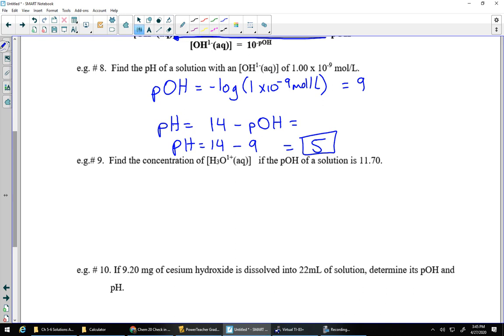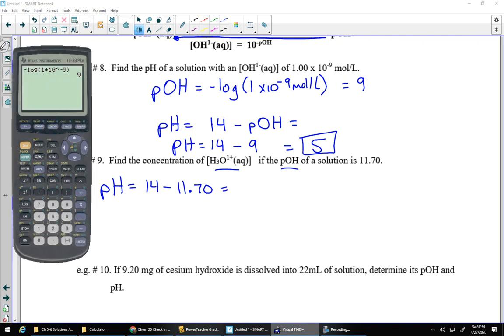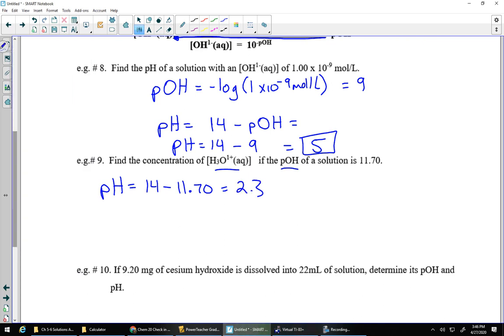Find the concentration of hydronium ion if the pOH is 11.7. Cool, so the first thing I probably want to do is, I don't really want pOH, I'd rather have pH to give me concentration of hydronium ion. So in this case, I'm going to do 14 minus 11.70. So my pH is 14 minus 11.70. I need a calculator for this one. 14 minus 11.7. So that's going to be equal to a pH of 2.3.